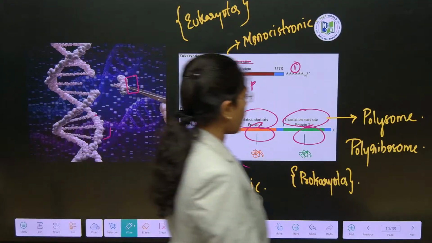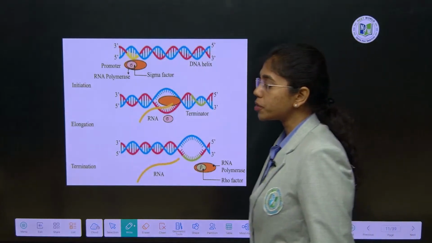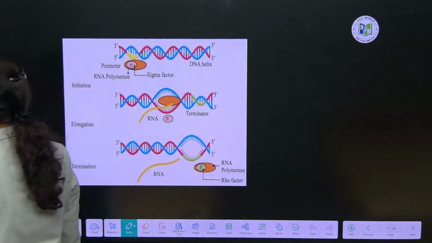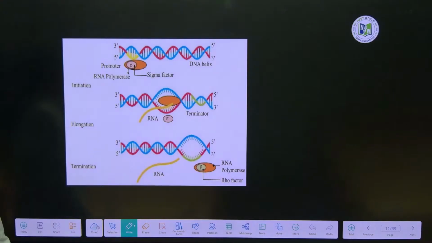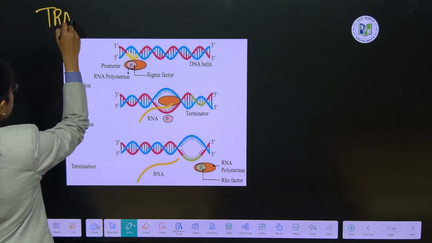Now, about transcription. Here you see, the transcription process proceeds with initiation, elongation and termination. Look carefully with respect to transcription.